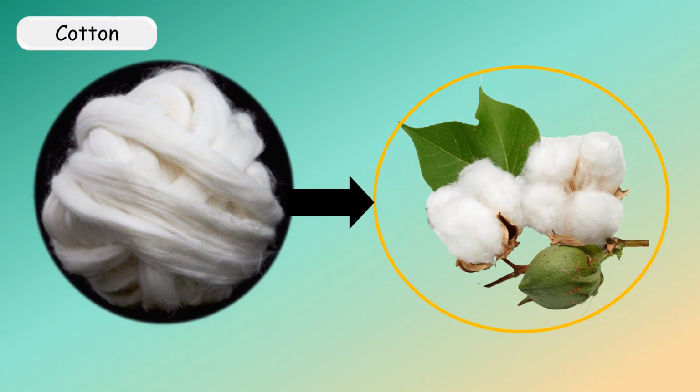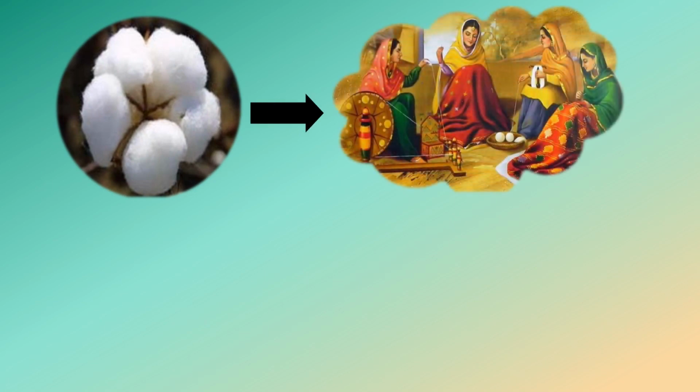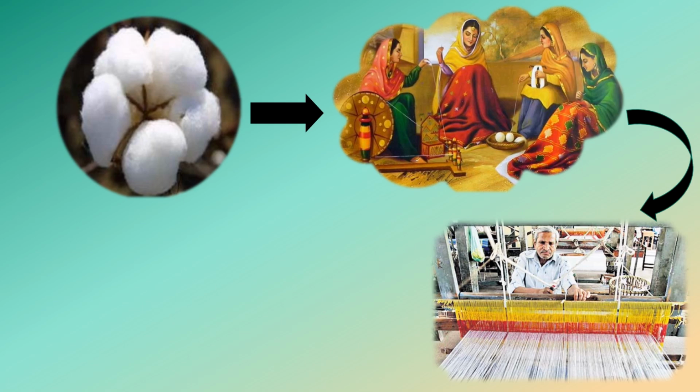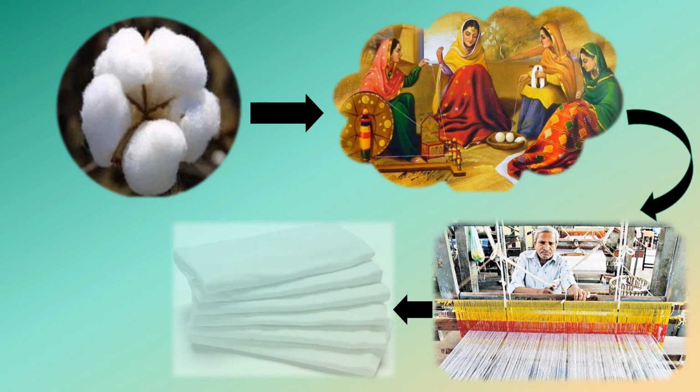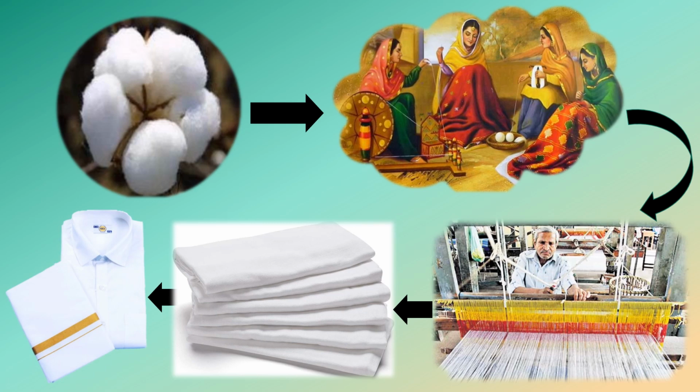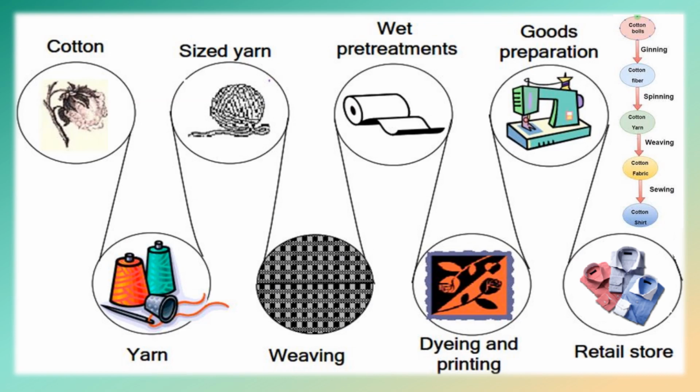First, cotton. The cotton fiber is taken from the fruit of the cotton plant. The fiber is spun to make threads. The yarn is then woven into fabric on the weaving machine. It is called cotton fabric. The cotton fabric is made into cotton clothes. Now you see here, cotton fruit turns to yarn, yarn on weaving turns to fabric, and after drying and printing, the fabric is stitched into clothes.